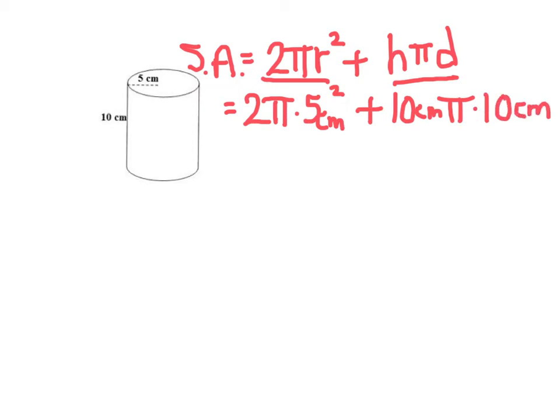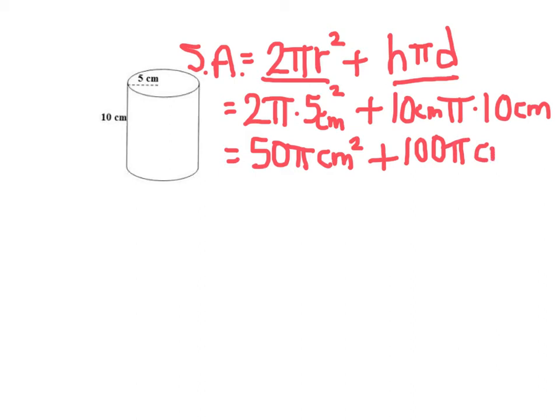Okay? Now let's do our order of operations and combine things together. So here I would go 5 squared first, which is 25, and I'll times that by 2. So that's going to equal 50 times pi centimeters squared. Okay? And again, I'm just leaving pi alone to the very end. Over on the next part, I have 10 times 10. I'll go ahead and do that. That's 100. I still have the pi, and it's going to be centimeters squared.